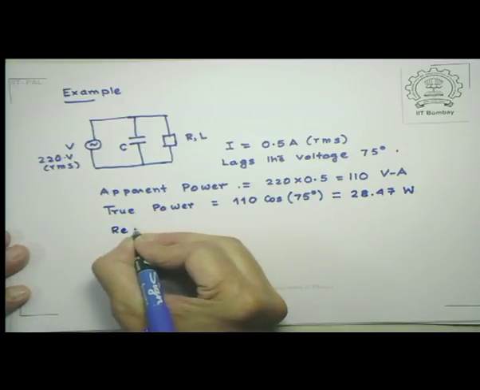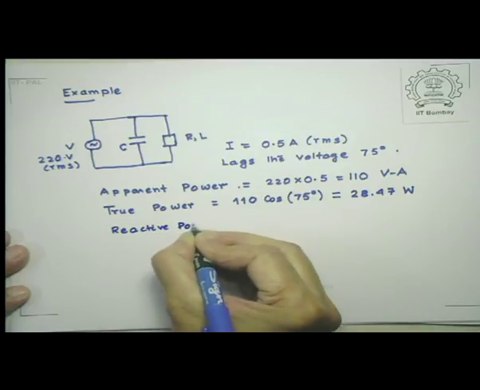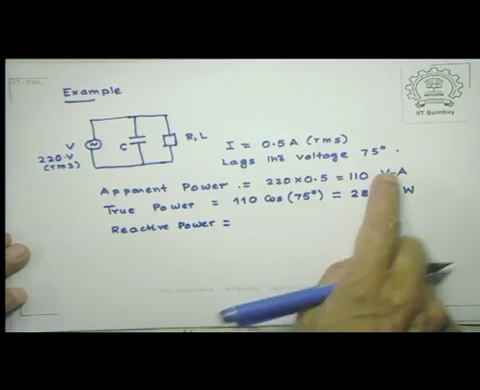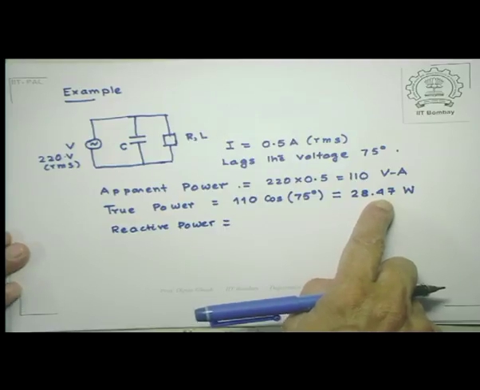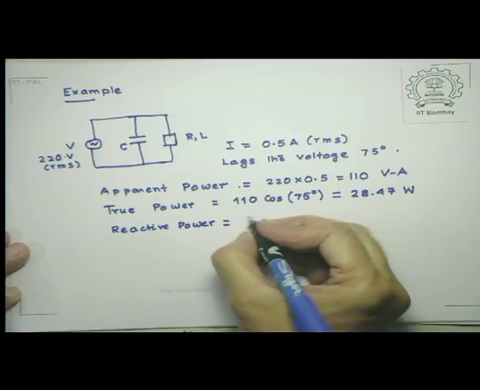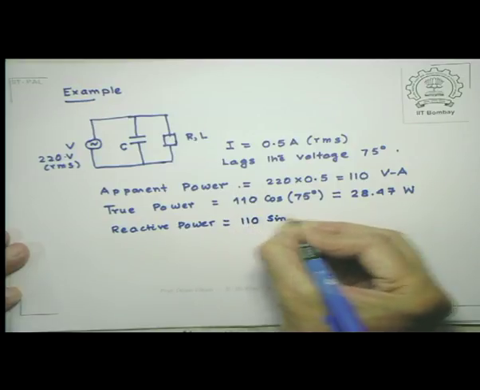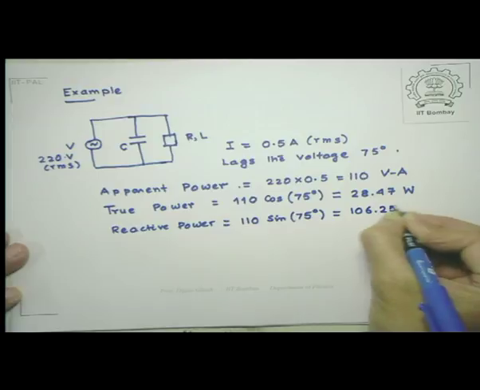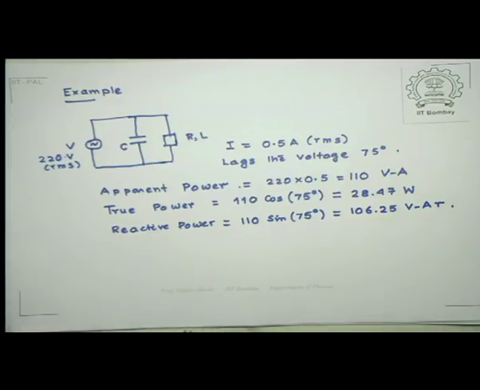The corresponding reactive power obviously is going to be large, because as you notice, the apparent power is 110, whereas the true power is only 28.47, indicating a small power factor. So this would be given by 110 sine 75, and that works out to 106.25 volt ampere reactive. So this is obviously not a great situation, because a lot of power that is delivered to the circuit is going to waste, and that is the reason for which we attempt compensation, which we have discussed in detail.